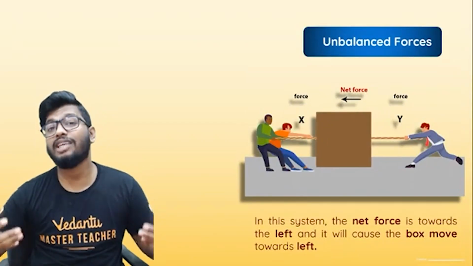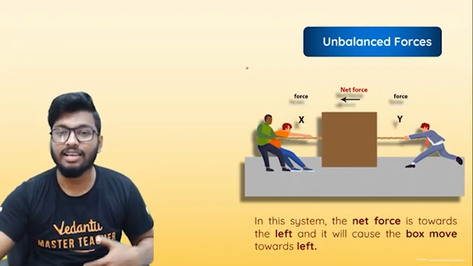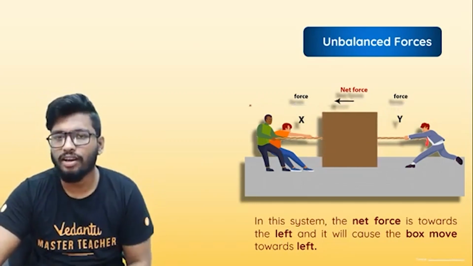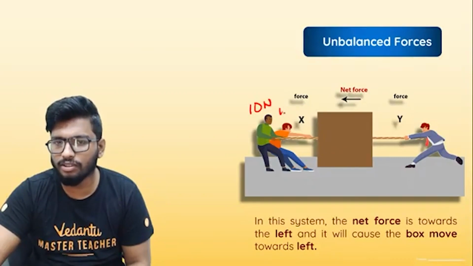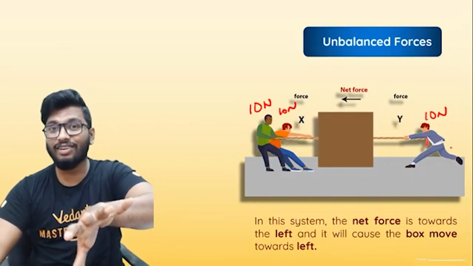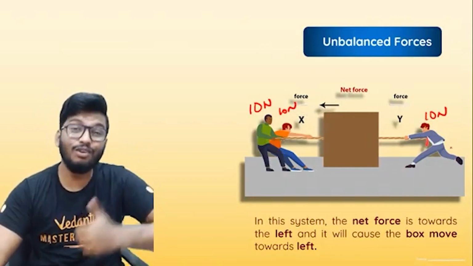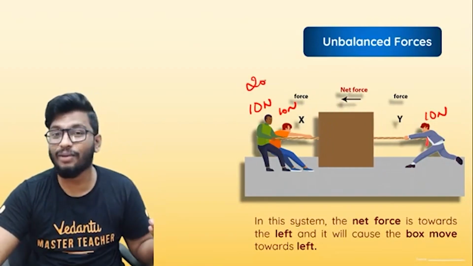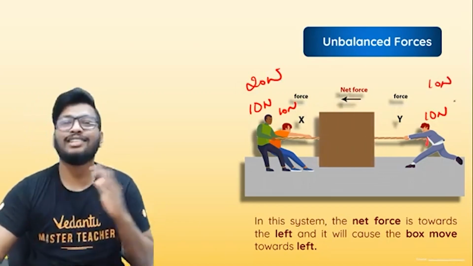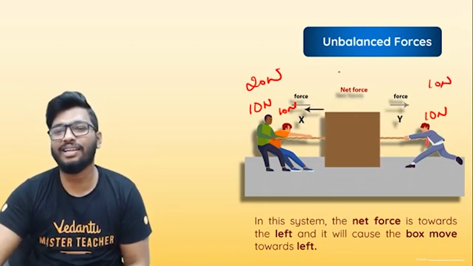Whereas, for example, in this case, there are people applying, let's say all of them are applying the same magnitude of force. So this person is applying 10 Newton force, this person is also applying 10 Newton force, and this person is also applying 10 Newton force. But if you look at it carefully, on the left hand side, you have two people pulling it. So the total force on this side is 20 Newton and on this side is 10 Newton, which is definitely greater than 10. So that means the net force acting on it will be 10 Newton.